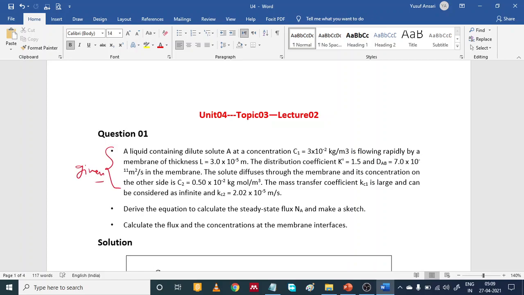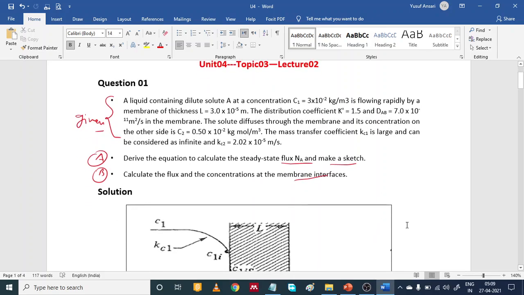We have to find out part A and part B. Derive the equation to calculate the steady state flux, make a sketch, and calculate the flux and the concentration at the membrane interfaces. So our target is to find out these two values for the given problem.